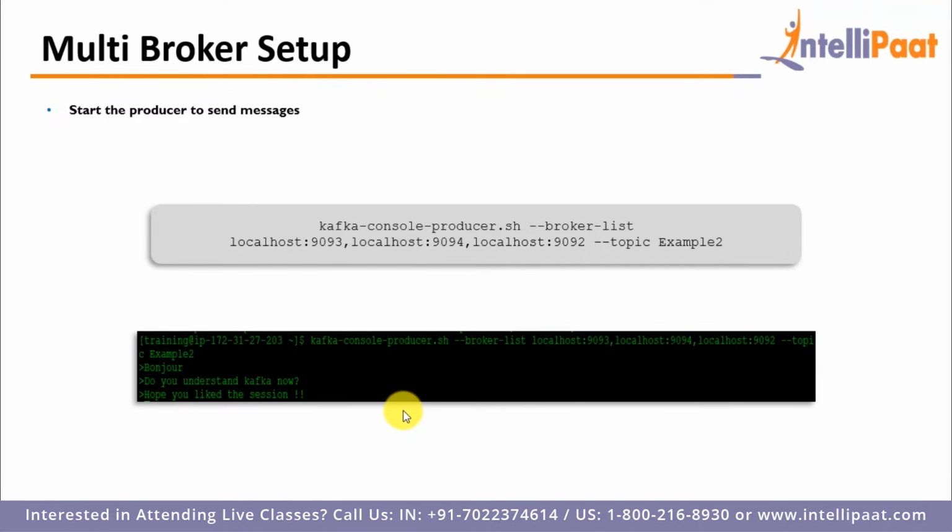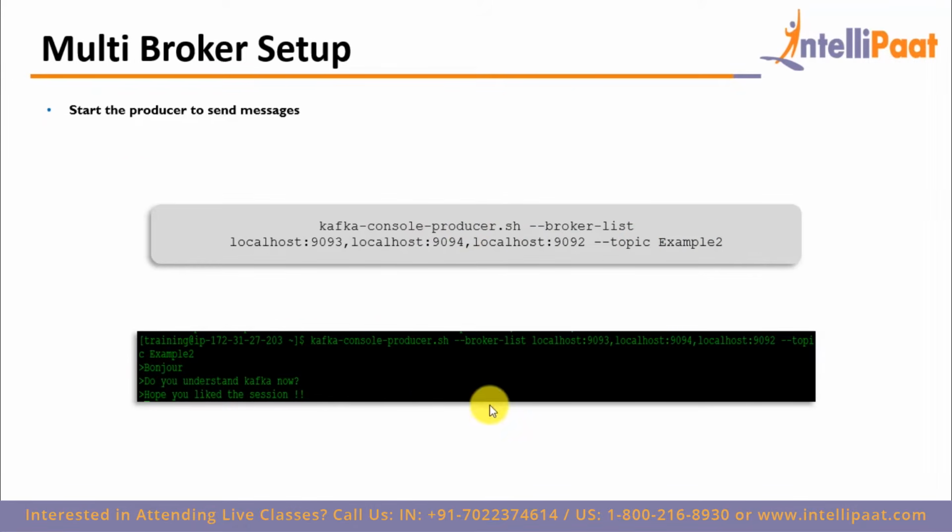So now that we have created the Kafka topic, we have to do the same procedure. We'll have to start off the producer. So I'll create my producer over here, kafka-console-producer.sh. And this time I actually have a broker list. So this would be sending messages to 3 brokers, which are listening to these port numbers 9093, 9094 and 9092. And the producer would be sending messages to the topic example2.